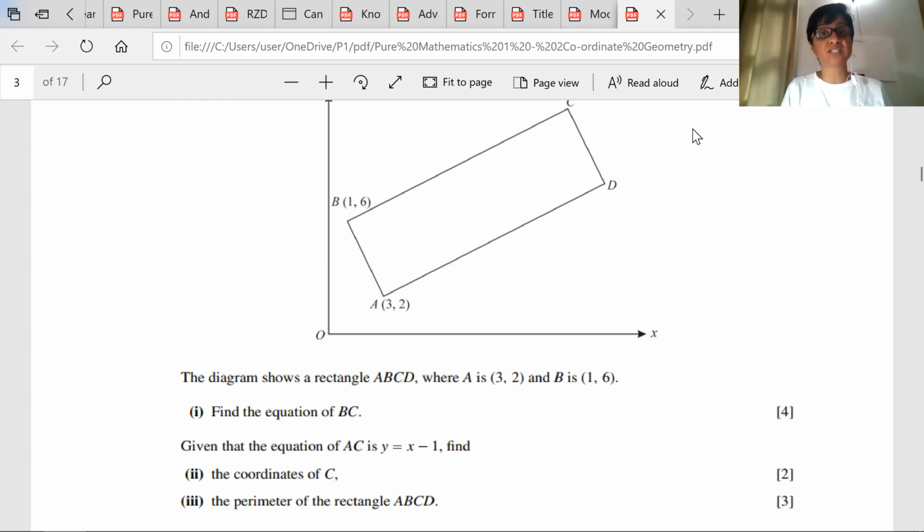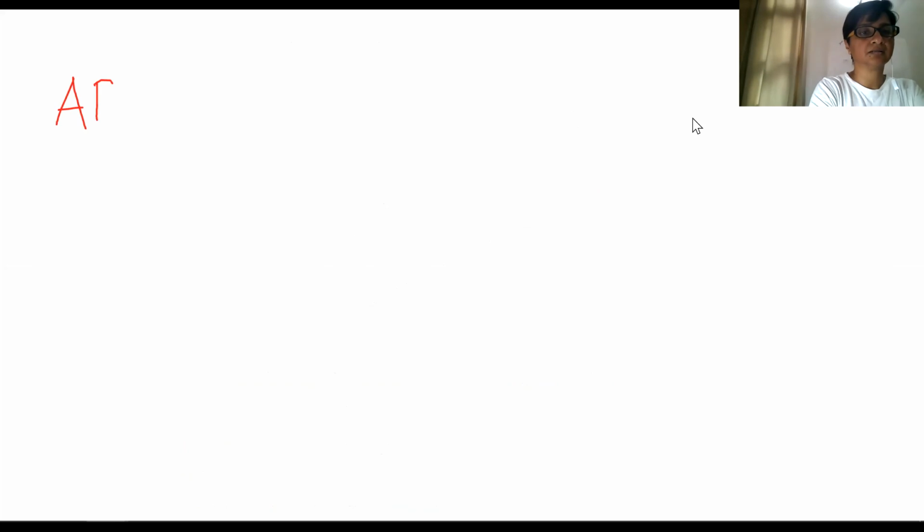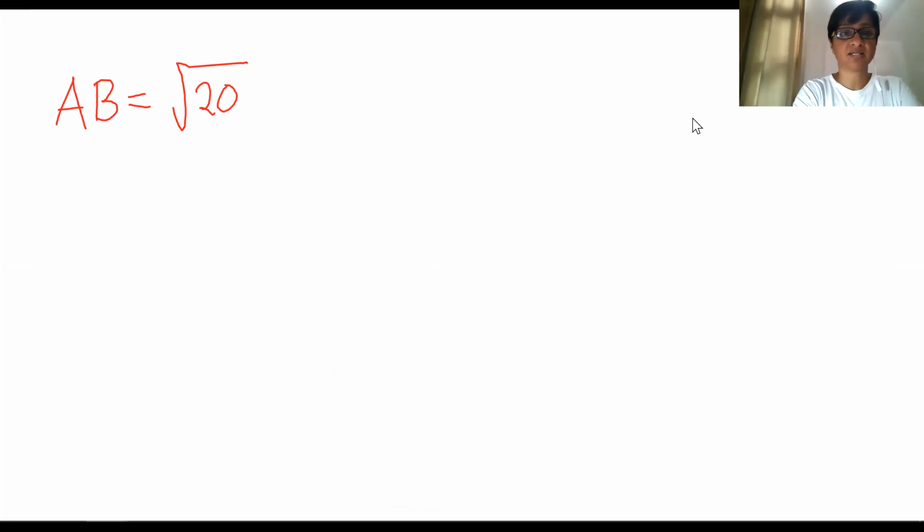You get root 20. You know it's an irrational number, and if you try to change that into decimal form, it's not exact. So you can just leave that answer as root 20, or you can simplify it to 2 root 5. So length AB is 2 root 5. AB you get as root 20. You know how to simplify this. It simplifies to 2 root 5.